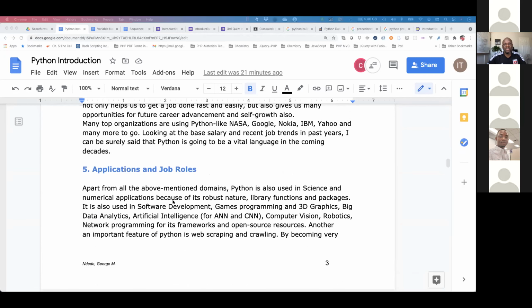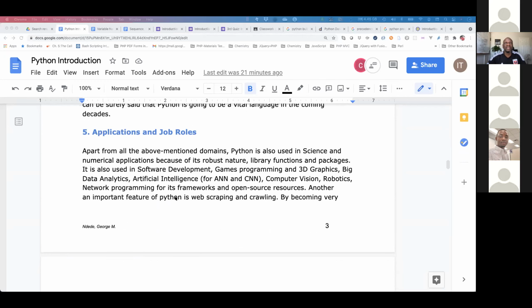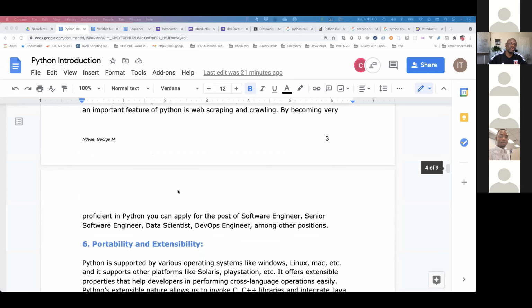Application and job roles, like we have so many companies. Now most of the companies are either doing software development, game programming, 3D graphics, big data analytics, artificial intelligence. And we are talking of major companies like Facebook, Amazon. We're talking of even some government agencies like NASA. Talk of even the military. Talk of so many of them. I cannot even name all of them, but it's a good thing to know.